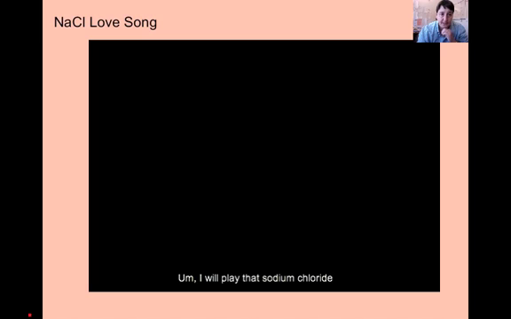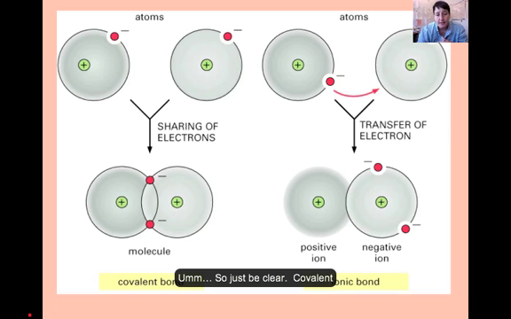I will play that sodium chloride love song for you in just a little bit, but I'll come back to that. So just to be clear, covalent bonds, sharing. Ionic bonds is a transfer, all right? The electron is transferred from one molecule to another, and that creates ions.